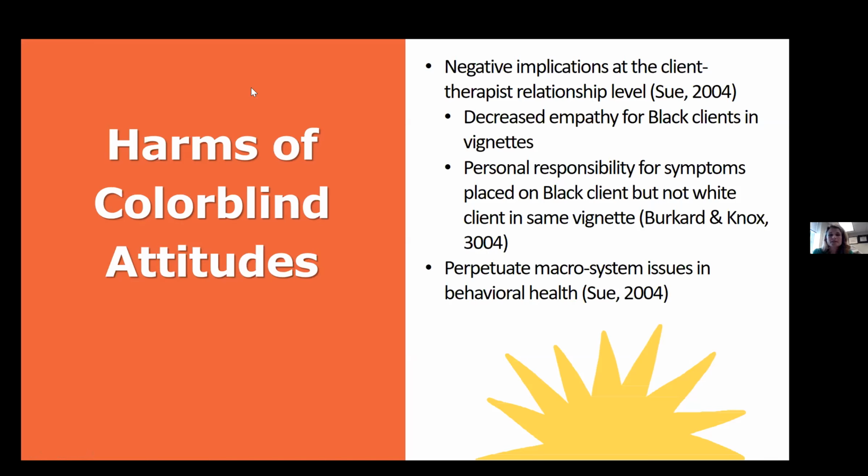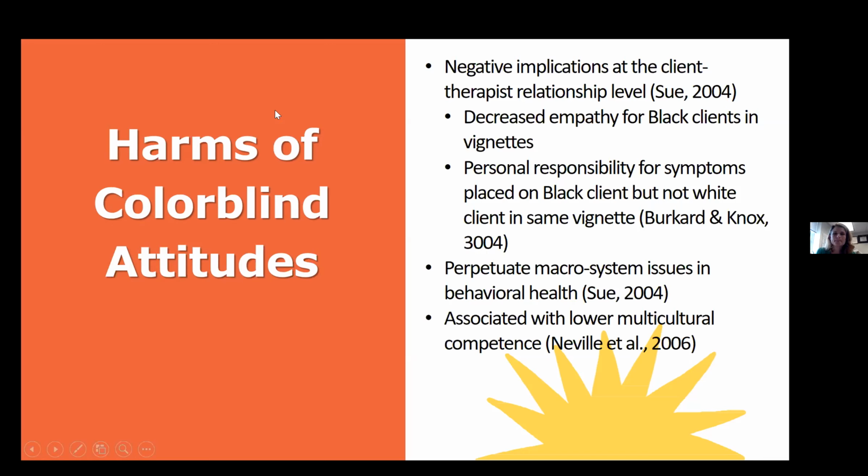Also, it perpetuates macro system issues, right? You don't have to be high up in administration. Even just being someone's clinical supervisor, when people behave in this way, it perpetuates the system overall, and behavioral health is not immune to that. And then, as you would guess, there is some basic research, just in case you weren't sure, showing that when folks have colorblind attitudes, their multicultural competence is rated as lower, both by themselves and by someone observing them responding to vignettes.